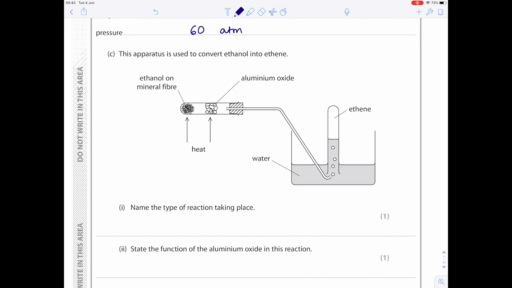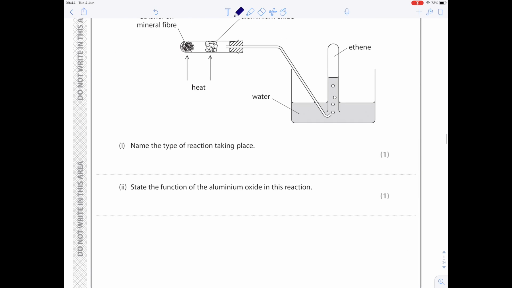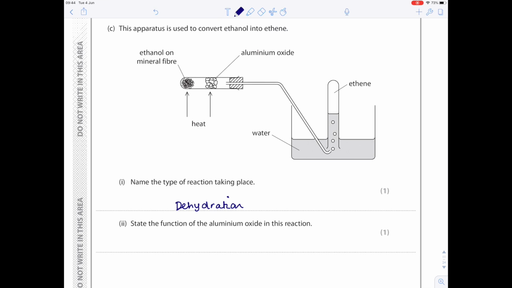This apparatus is used to convert ethanol into ethene. Name the type of reaction taking place. Now, because you're heating, you're driving off that water, so the opposite of hydration is dehydration. You could have also said thermal decomposition. State the function of the aluminium oxide in this reaction. Well, its role is to act as a catalyst.